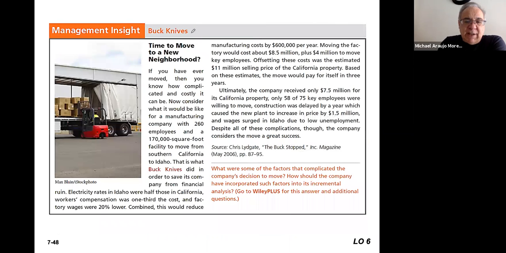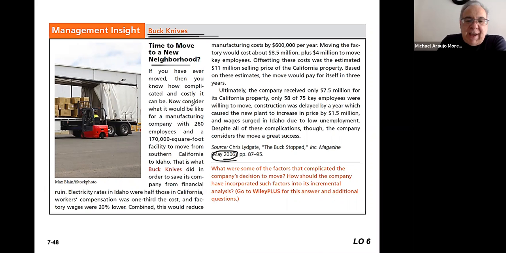This is a very interesting story about Buck Knives. I found it very cutting edge. It's a sharp story for sure. Time to move to a new neighborhood? Maybe, maybe not. Let's see. This was back in 2006. I think they need to update some of their stories in the book, eh?